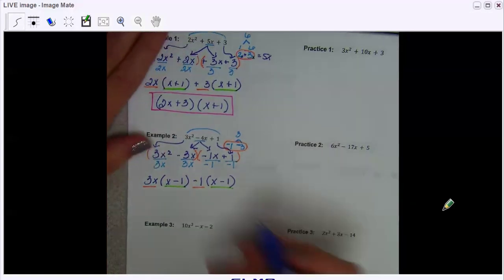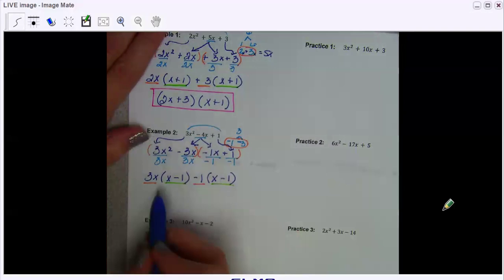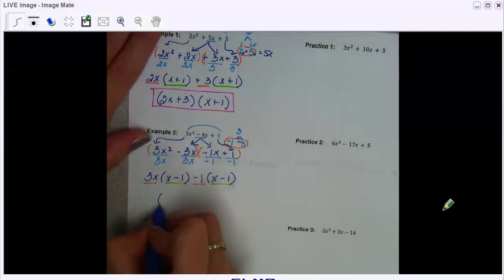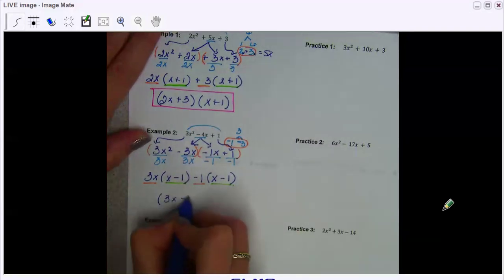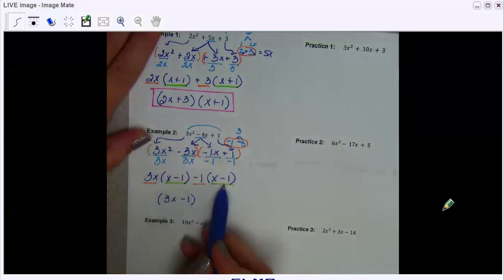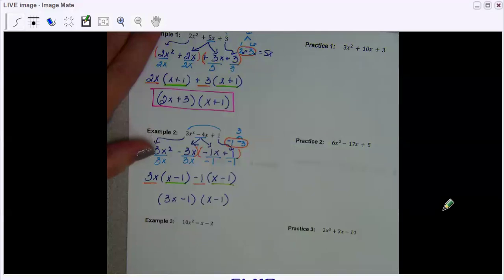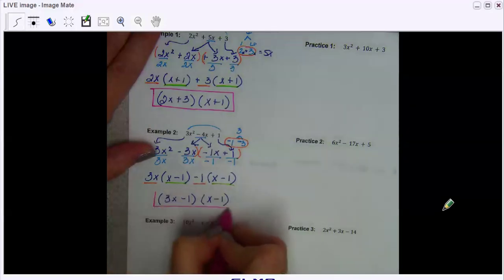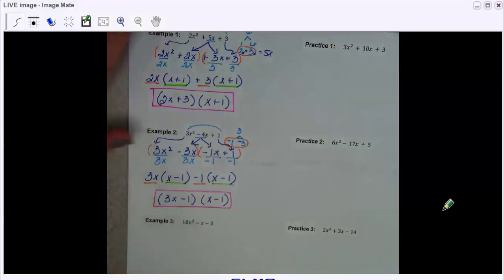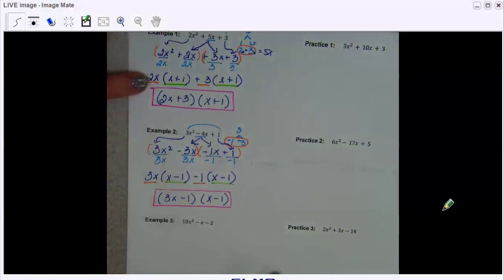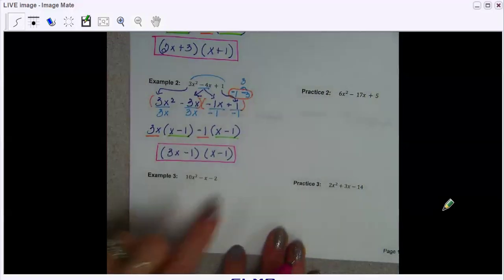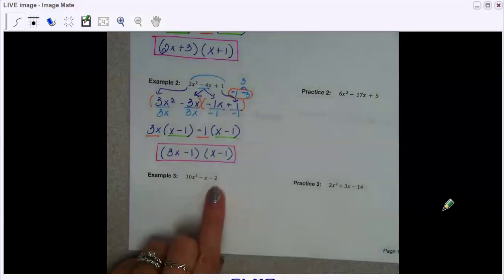There's different possibilities. All right, so I'm going to put these two together in one binomial, 3x minus 1. And then I'm going to put these two together in a binomial, x minus 1. And that's our final answer. So example 1, they were both positive. Example 2, they're both negative. And example 3, because our third term is a negative, that means that you will always have one negative and one positive. All right, just remember that.